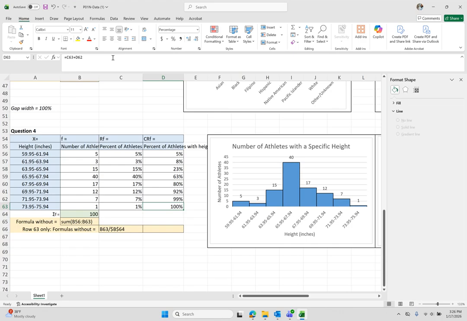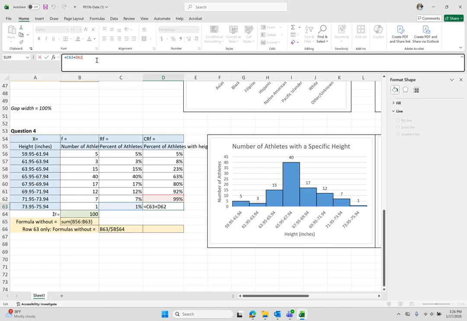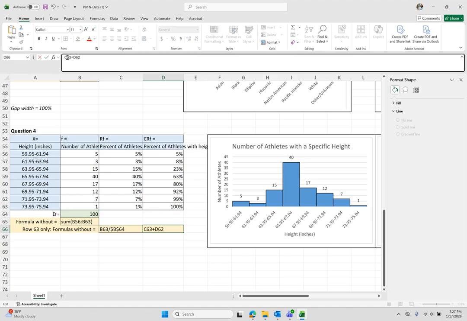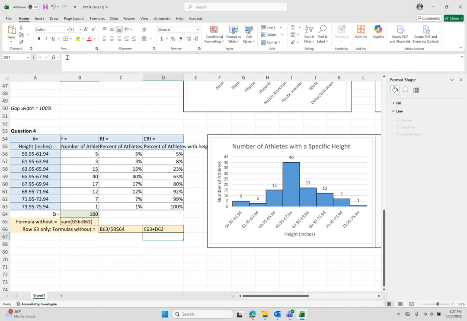To verify that my cumulative relative frequency chart is correct, the last quantity must be 100%, which will include all the data on the table. And they are asking us to write this formula. This formula is the sum of C63 and D62. So we want to copy that in D66 without the equal sign.